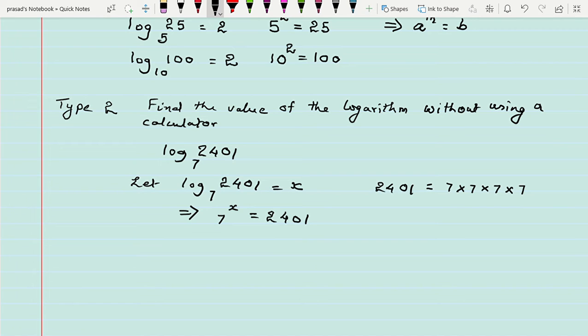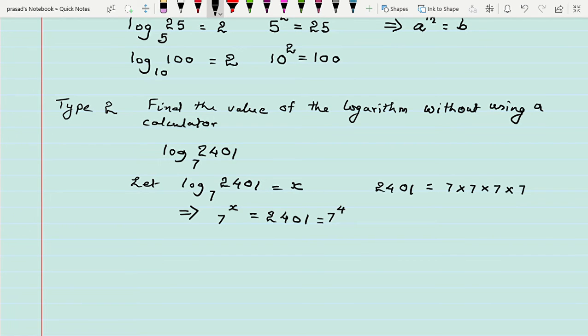Now obviously this part you can do on the calculator, but you can't use the calculator for directly finding the log. Okay, so if you do this on calculator, 7 into 7 into 7 into 7 or 7 to power 4, you will get 2401.